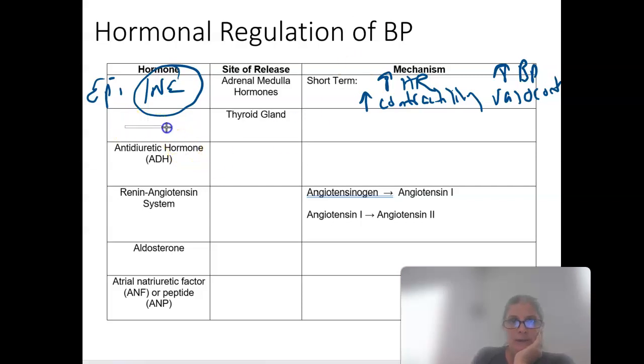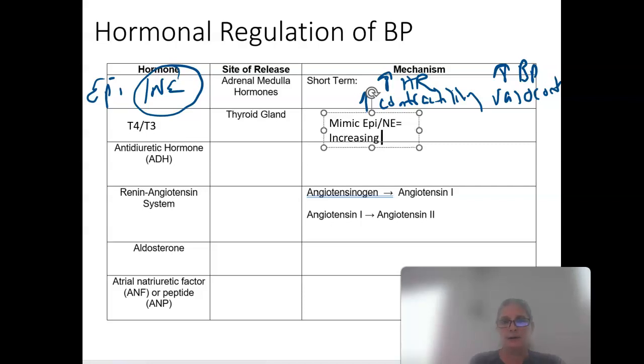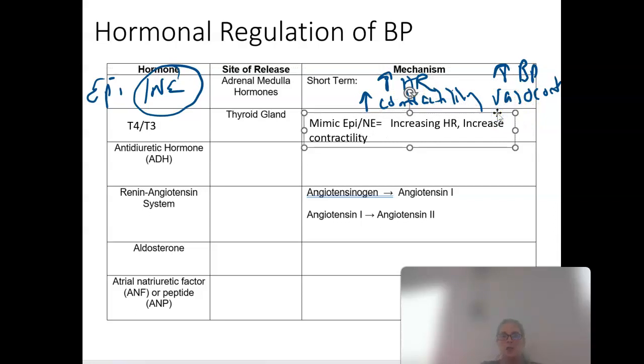Now, thyroid gland, I'm going to try to type because I realize my handwriting is pretty bad. So we have T4 and T3 as the hormones from the thyroid gland, and their mechanism tends to be more short-term because these hormones mimic epi and norepi. They're particularly good at increasing heart rate, and they increase contractility. They were an example of a positive inotropic effect on the heart. So I was trying to type and talk at the same time. So these are thyroid hormones.